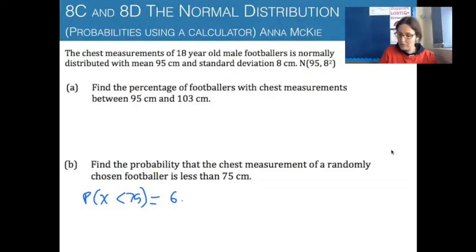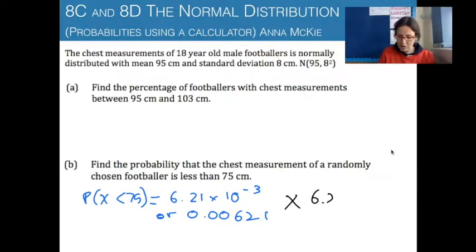As we said, 6.21 times 10 to the power of negative 3. You cannot write it with an E there, because that means you don't understand scientific notation. Or you could write 0.00621. Either is acceptable. But what's not acceptable is writing 6.21 E negative 3.